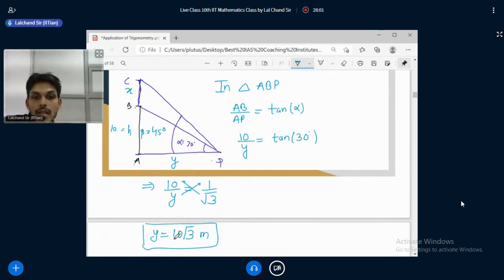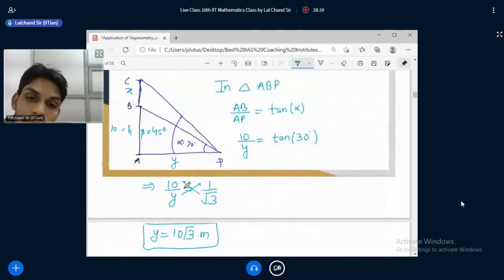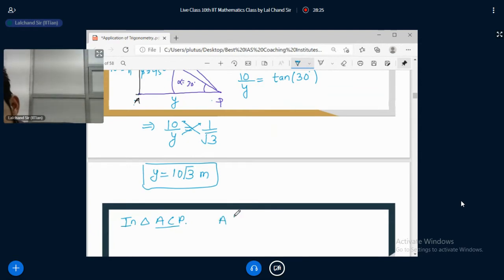Now we need to calculate this x value. To calculate this x value, first we need triangle ACP. Okay. So in triangle ACP, we will use tan theta again. So this is AC divided by AP, that is equal to tan of beta.